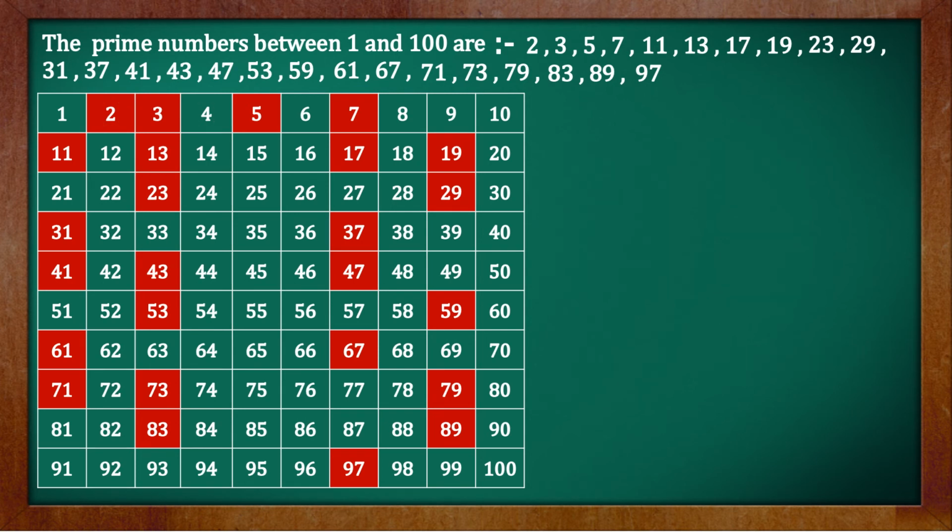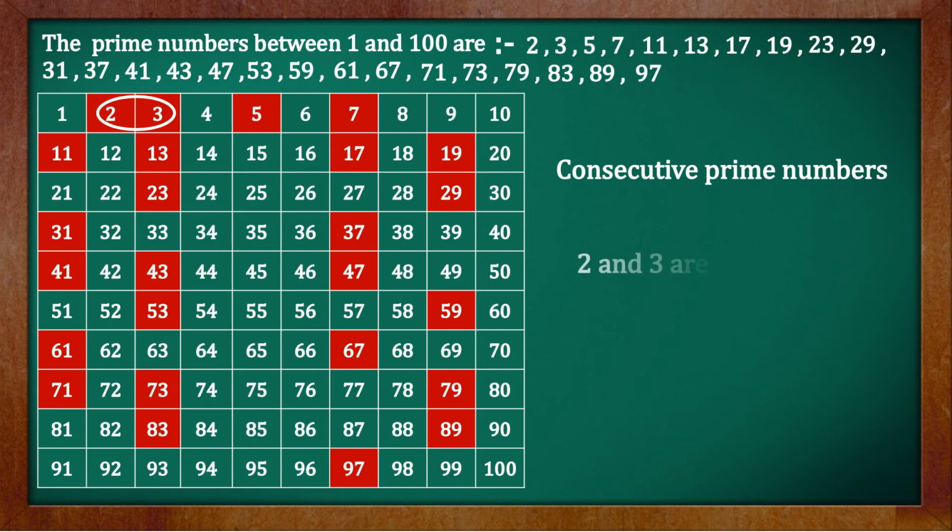Now look at the numbers 2 and 3. They are two prime numbers that come one after the other, which means they are two prime numbers that are consecutive. Apart from 2 and 3, none of the other prime numbers are consecutive, which means we can say that 2 and 3 are the only consecutive prime numbers.